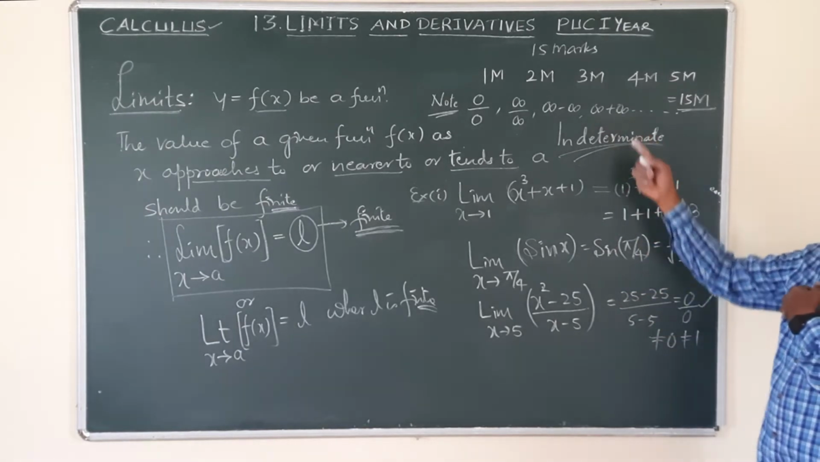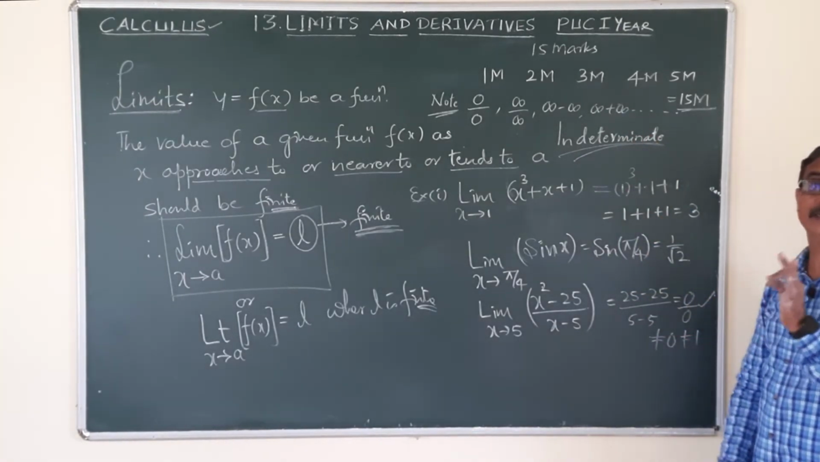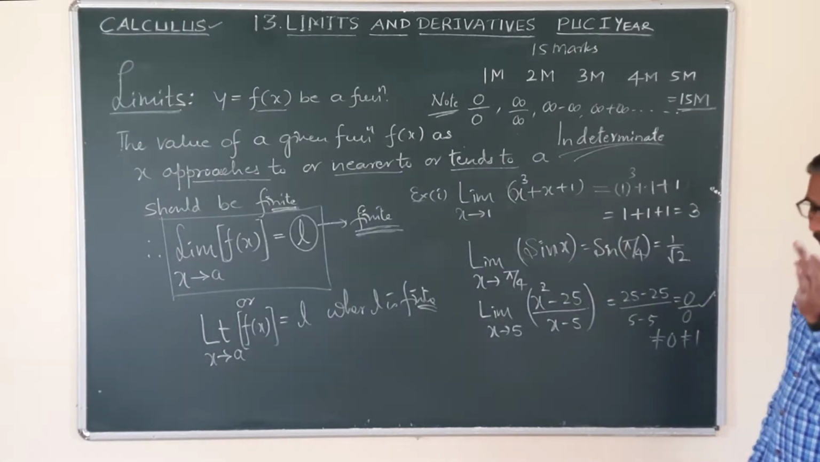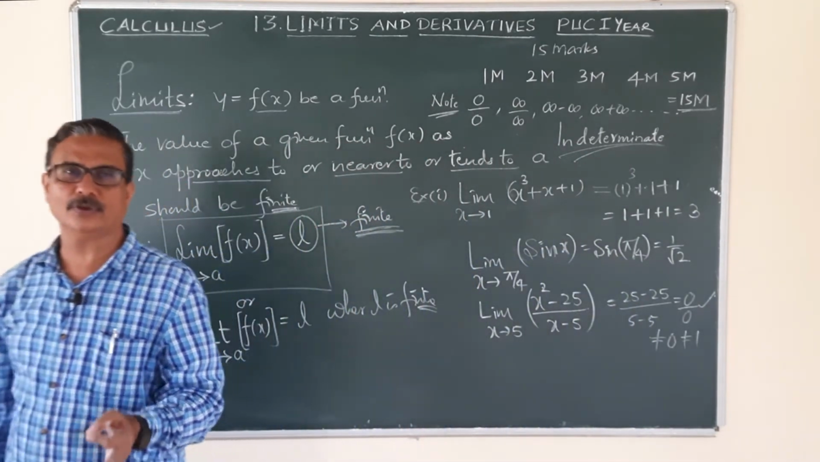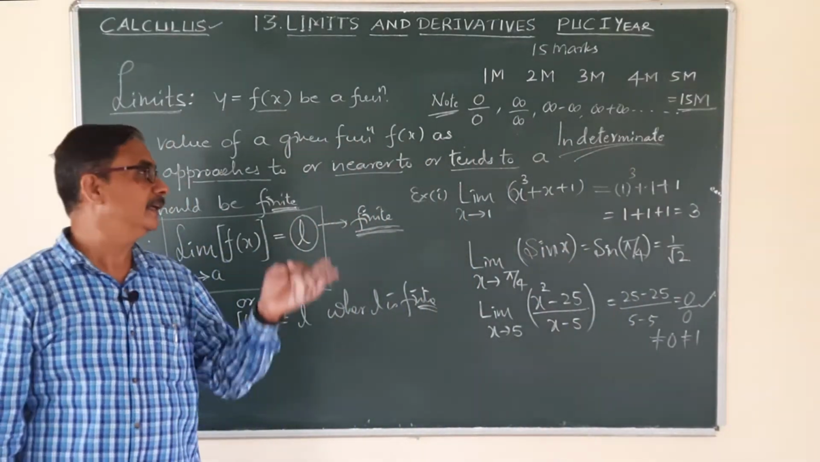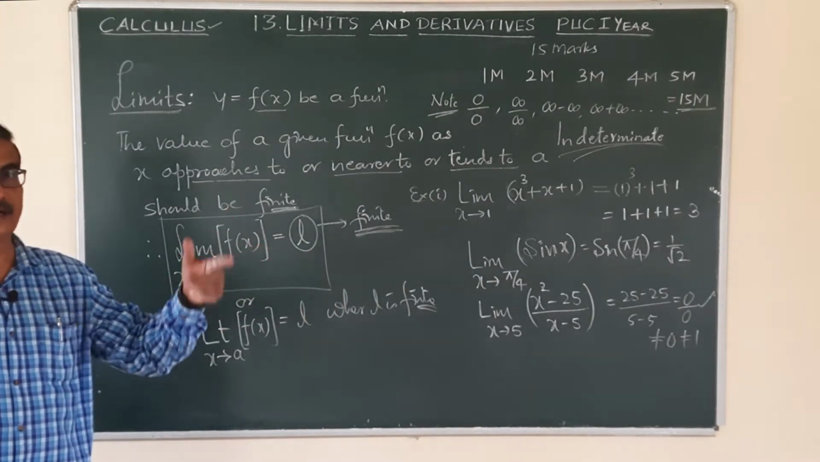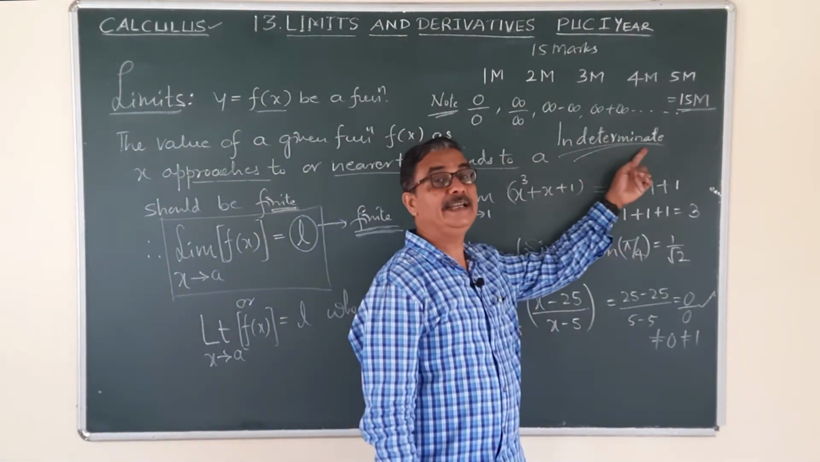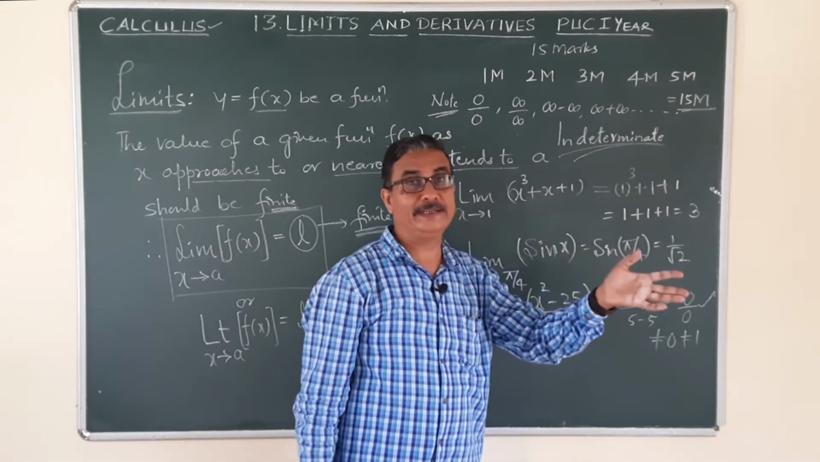0 by 0, you cannot cancel or multiply. 0 by 0 is not equal to 0. Remember, note that expressions like 0 by 0, infinity by infinity, infinity minus infinity, infinity plus infinity, etc. are called undefined, indeterminate form. Indeterminate is not a finite value.